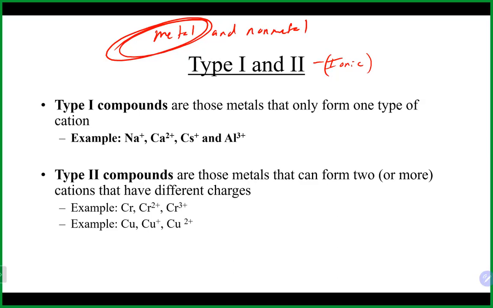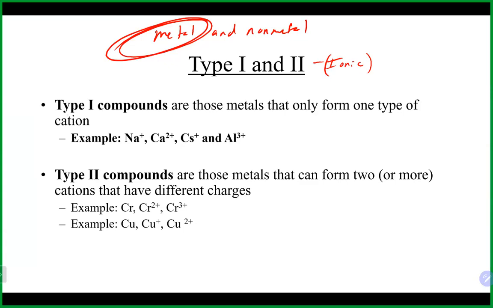So definitely always a metal. Always look at the metal. It gives you the way that you want to name these things. So what is a type 1 compound? A type 1 compound is when you have a metal, which again is the most important part here. It only can make one type of charge. Basically, it has a fixed positive charge. So those are our guys.